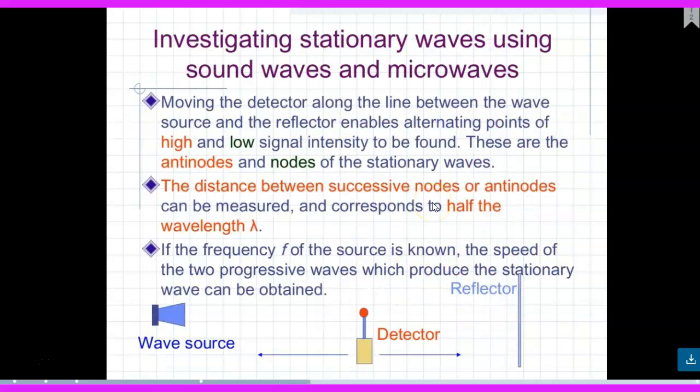Investigating stationary waves using sound waves and microwaves. Moving the detector along the line between the wave source and the reflector enables alternating points of high and low signal intensity to be found. These are the antinodes and nodes of the stationary waves. The distance between successive nodes or antinodes can be measured and corresponds to half the wavelength, lambda. If the frequency f of the source is known, the speed of the two progressive waves which produce the stationary waves can be obtained.